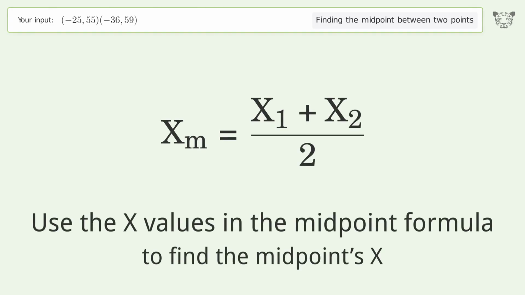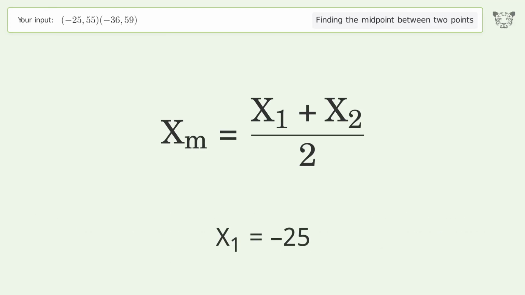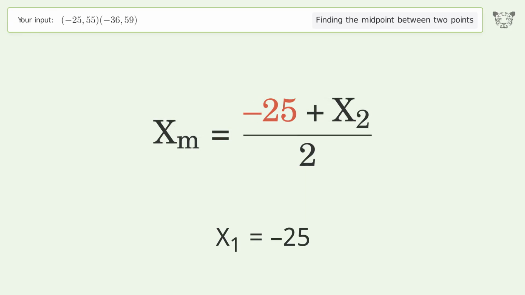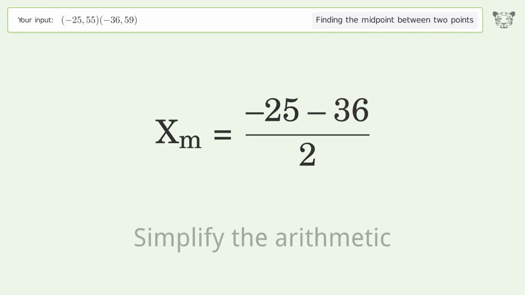Use the x values in the midpoint formula to find the midpoint's x. x1 equals -25. x2 equals -36. Simplify the arithmetic.